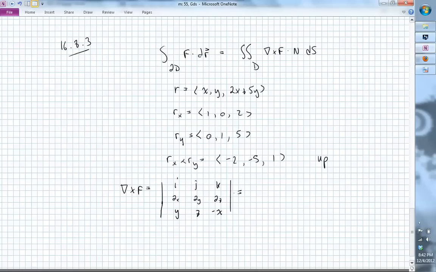Okay. So let's do the curl of this thing. That's 0 and -1. That's going to be -1, 1, and that's going to be -1. So I think that's the curl. Yeah. And you don't fiddle around with that. You're stuck with that. So now you want to dot that with Rx cross Ry.